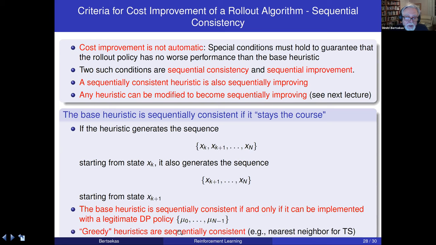Now, the typical type of sequentially consistent heuristics are greedy heuristics, like the nearest neighbor heuristic for the traveling salesman problem. You can see this by examining the definition. If you look at your notes, you'll see other examples. It's pretty easy to see that greedy heuristics implement some policy. The policy assigns to each state the best one-step choice of control.